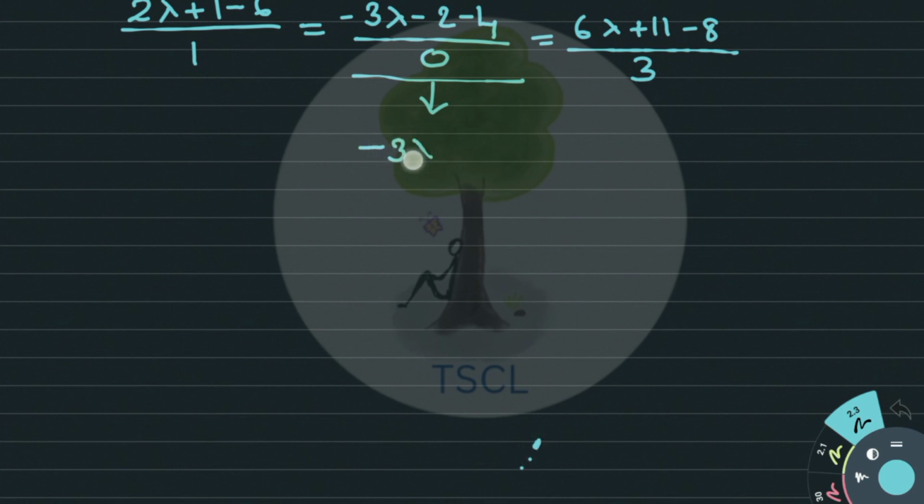Minus 3 lambda minus 6 is equal to 0. Minus 3 lambda is equal to 6. Lambda is equal to minus 2.